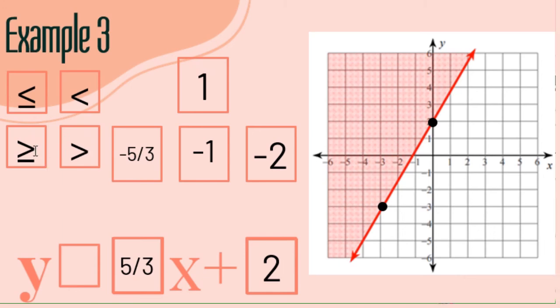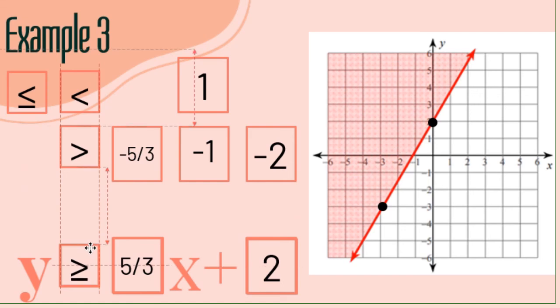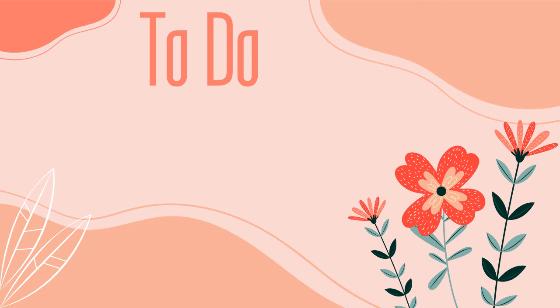Then I need to decide for step 4, is it solid or dashed? It's solid. So I shaded above the line and created a solid line. So I need y is greater than or equal to that value. Not bad, right? So the key thing again is it solid or dashed, and did I shade above or below?